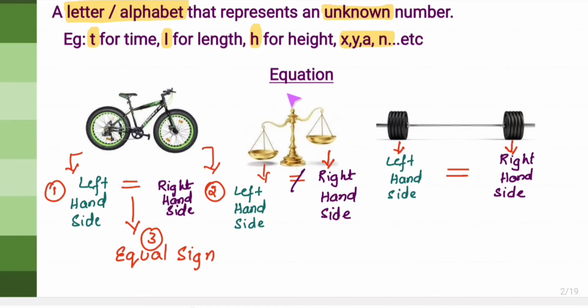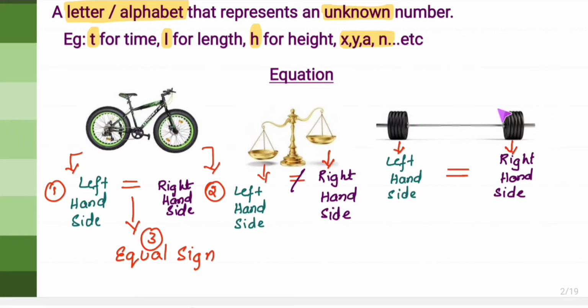What is an equation? The name itself tells that there is an equal sign, right? That means in an equation there are two sides. There is one left hand side and there is one right hand side, and in the middle there is the equal to sign. Now say, look at this cycle, balance and weightlifting bar. Here we say the size of the wheel on the left hand side is equal to the size of the wheel on the right hand side. Now let's take this example.